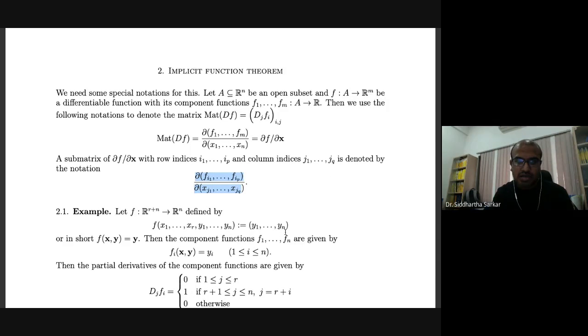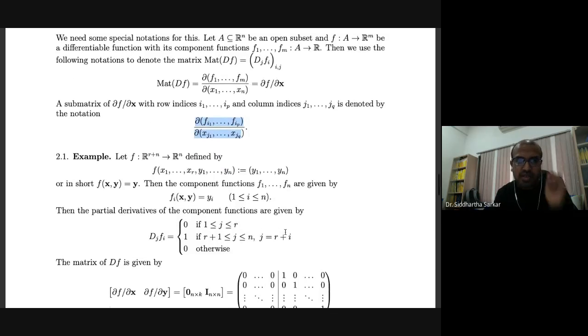So let's show some example over here. Let's take a simple example. You take the function from R to the power r plus n to R to the power n. What you would do is ignore the first r variables and map the last n variables identically to Rn. In short, I'm just writing f(x, y) equals y. So in that case, the component functions are just looking like this: fi(x, y) is yi, and there are only n of them available, i is from 1 to n.